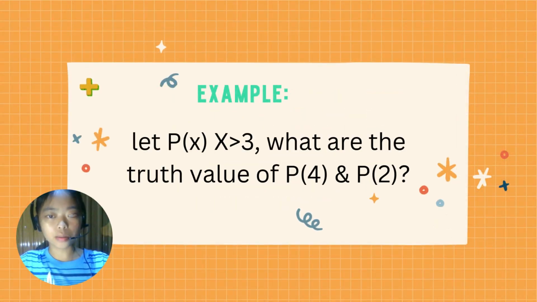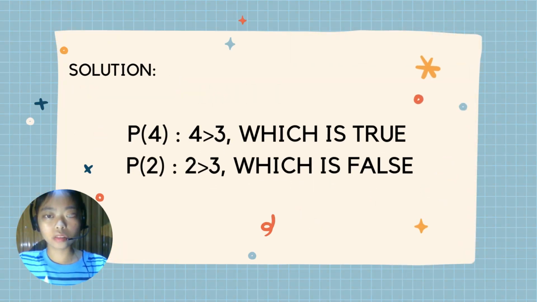So for example, let P(x) be x is greater than 3. What are the truth values of P(4) and P(2)? So for our solution, P(4) is 4 greater than 3, which is a true statement, and P(2) is 2 greater than 3, which is a false statement.